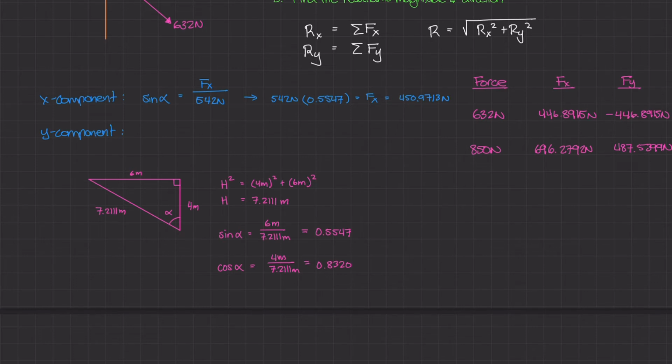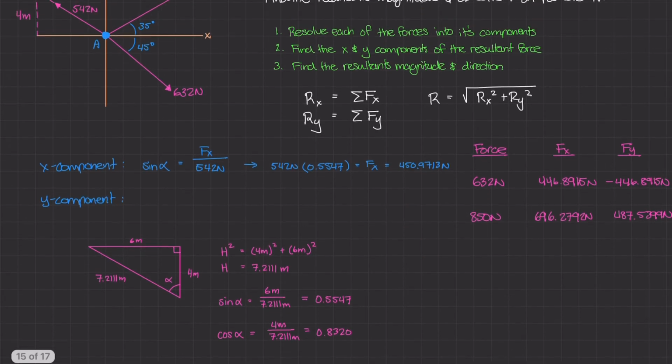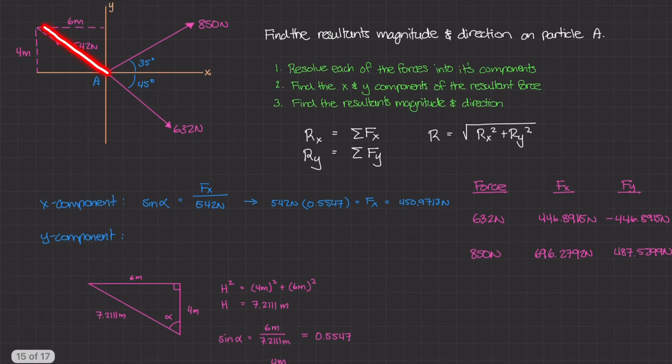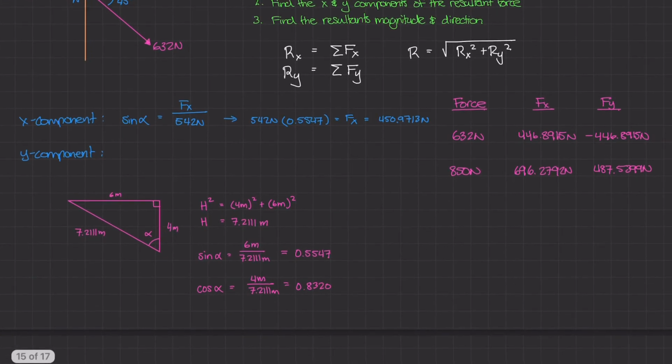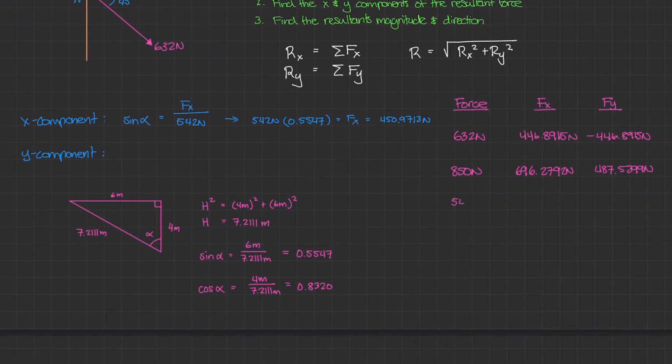It was 450.9 newtons. But remember, when we plug this into our chart, we have to take into account the direction. So again, this force is acting up and to the left, so we know the x component is negative because it's acting to the left here. So I can go ahead and write that into our chart for the 542 Newton force. This x component is a negative 450.9713 newtons. Okay, great. Now let's figure out what the y component of this force is.